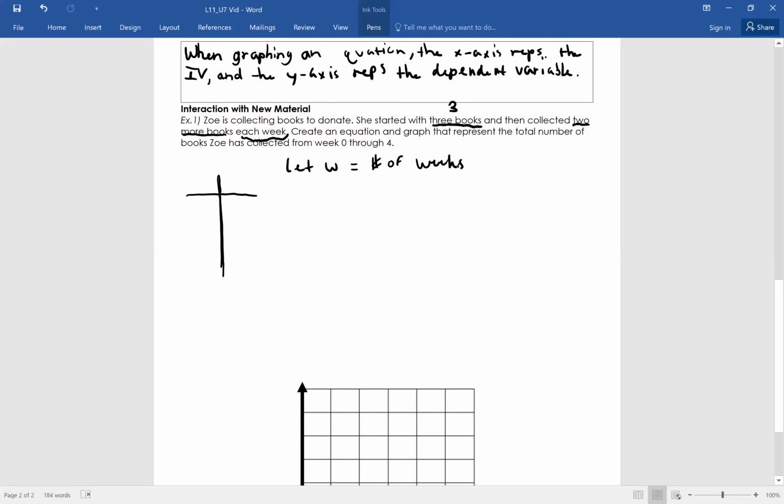Now we have to create another variable. So let's go ahead and pick T. Let's let T equal the total number of books. So one of these depends on the other, and we know that if there are a certain amount of books, it will be determined by the number of weeks. Okay, so let's go ahead and put those in our table. W is the independent variable, T dependent because it depends on W. So let's put a few values in.